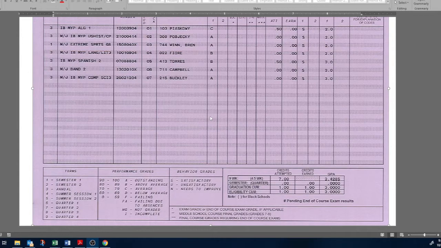Down here, you can see the accumulated credits and the accumulated GPA. This student had taken a high school level class in the previous year. So an 8th grader who took a 7th grade high school level class has 1 credit that they brought over with them, and they must have earned a B in that class because now they have a 3.0. This is a cumulative GPA, and this will follow them through high school. All right, everybody, so that's how you read a report card.